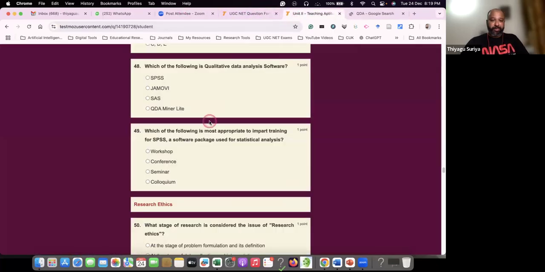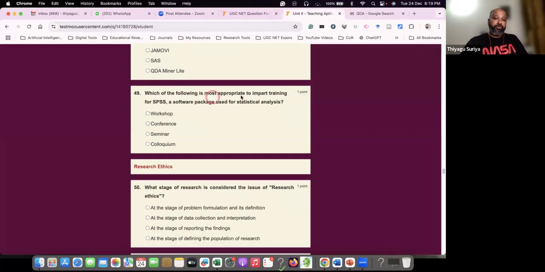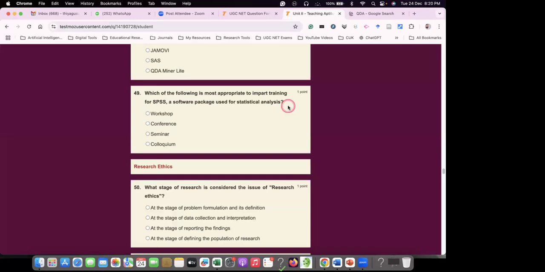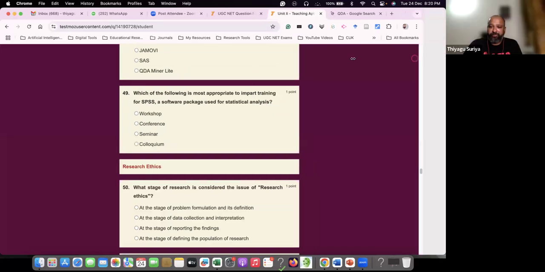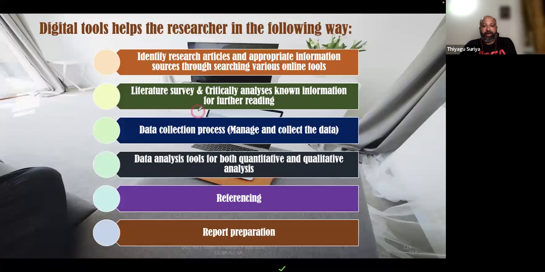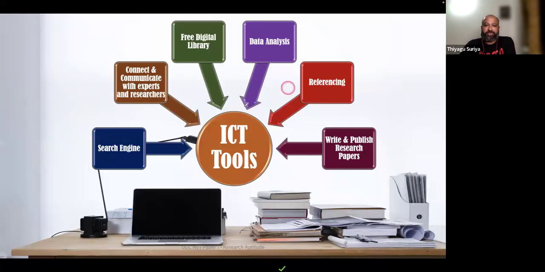Which of the following is the most appropriate description of SPSS? A software package used for statistical analysis. Which mode of SPSS training will be better? Workshop mode, conference mode, or seminar? It's a workshop mode, right? Fine. So this is part of ICT, and the last one is research ethics.